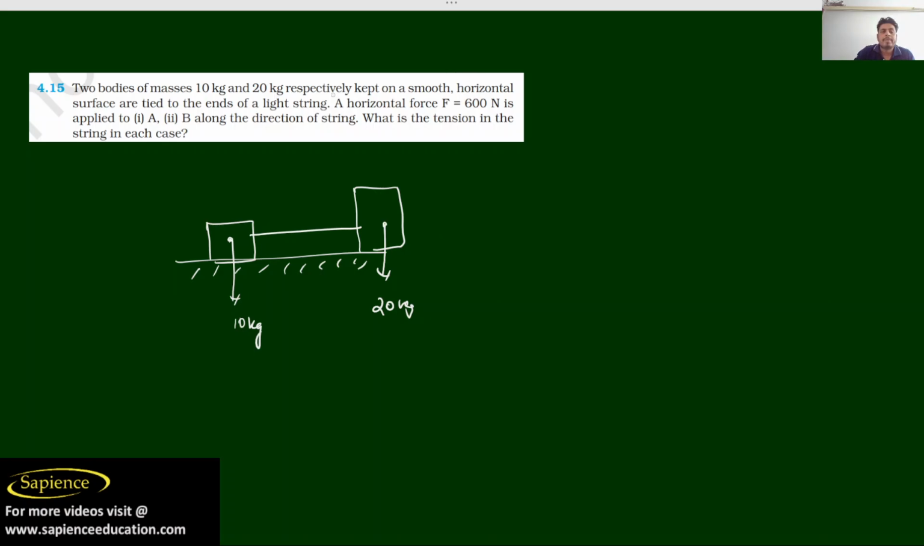At the end of the light string on the horizontal surface, a horizontal force of 600 Newton is applied at A and B. So let us consider A, and this is your B. If a horizontal force of 600 Newton is applied in this direction, what is the tension in the string in each case? Let us use the free body diagram of A. If I use the free body diagram of A, what will be there? So let us consider this.